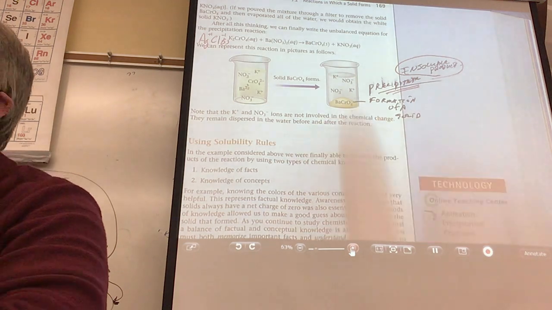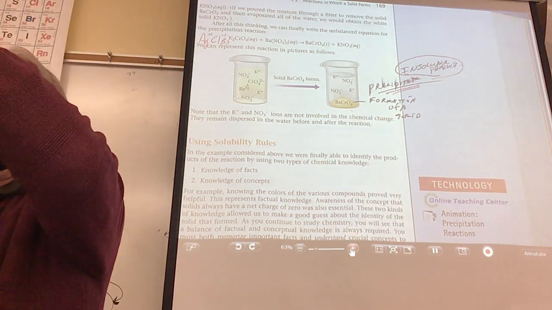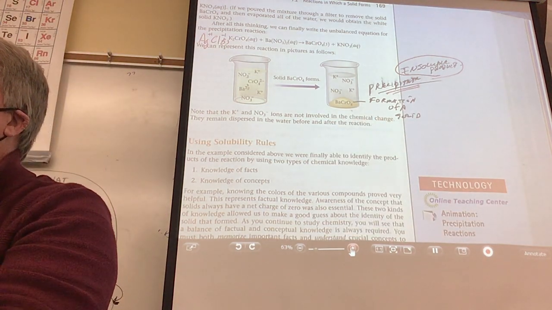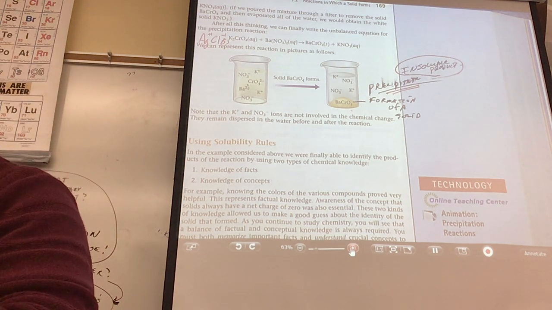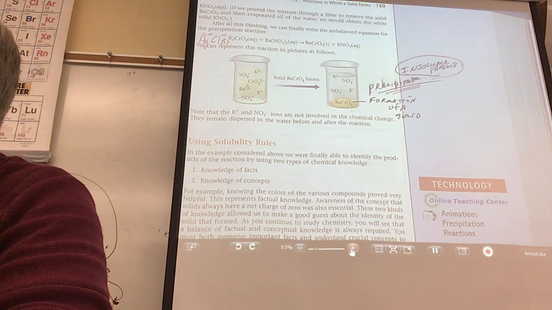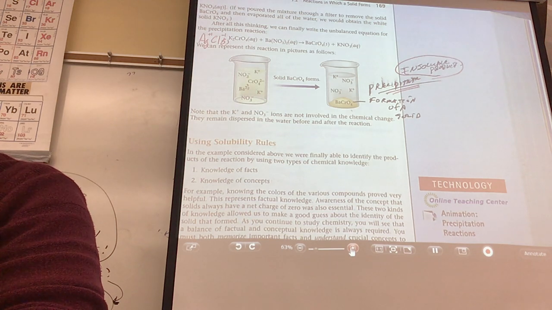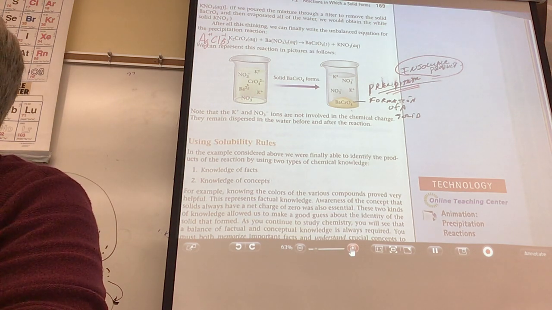What do you call it in chemistry when you have a solid and it gets to a point where it falls to the bottom? Also, it's called a precipitate. This is a precipitation reaction. You get that? What was the driving force? The formation of a solid.